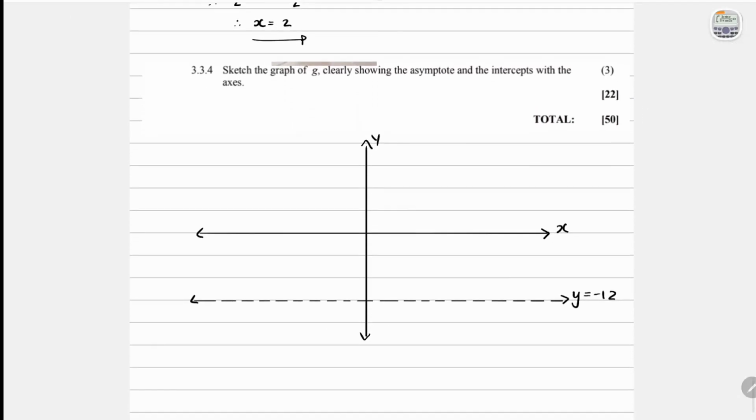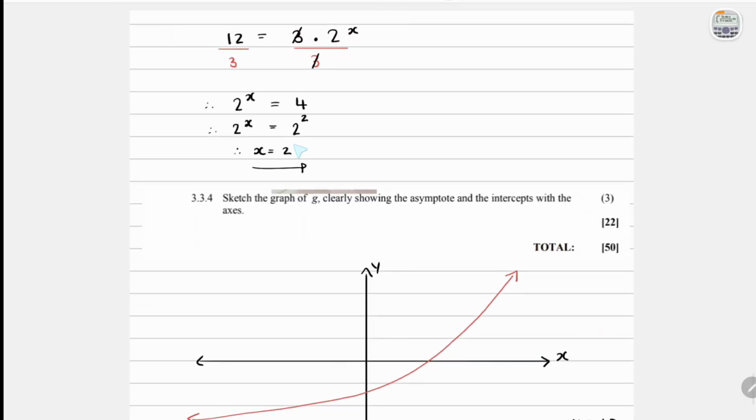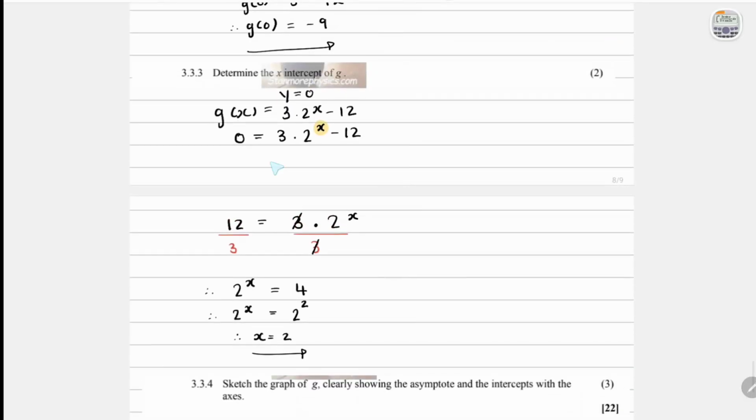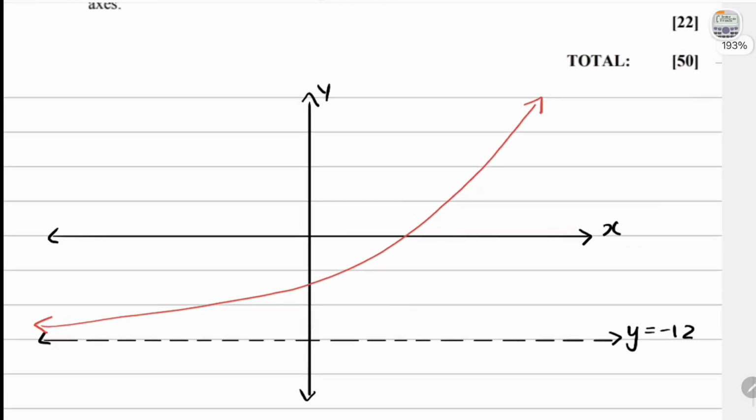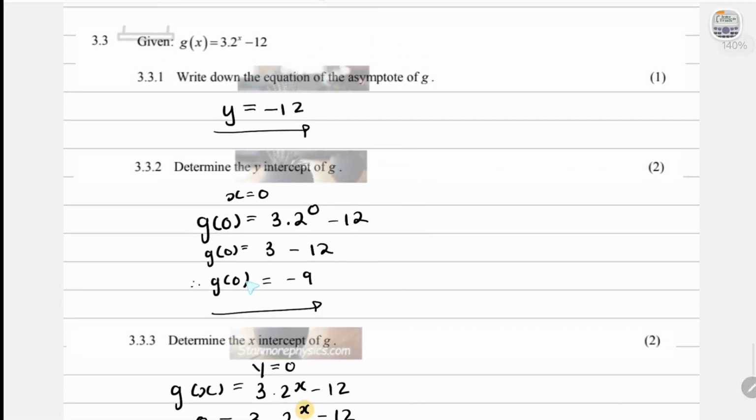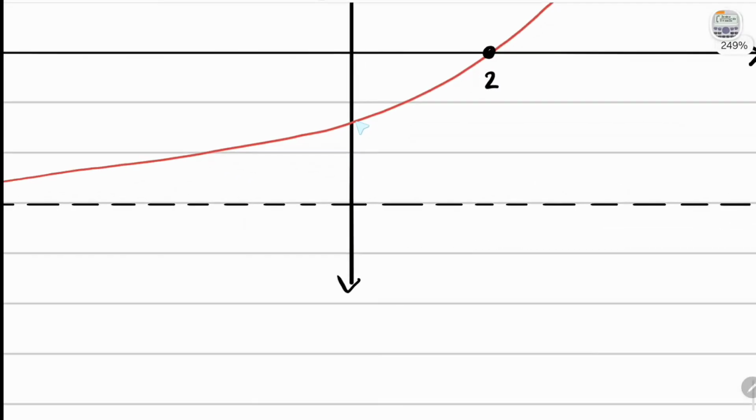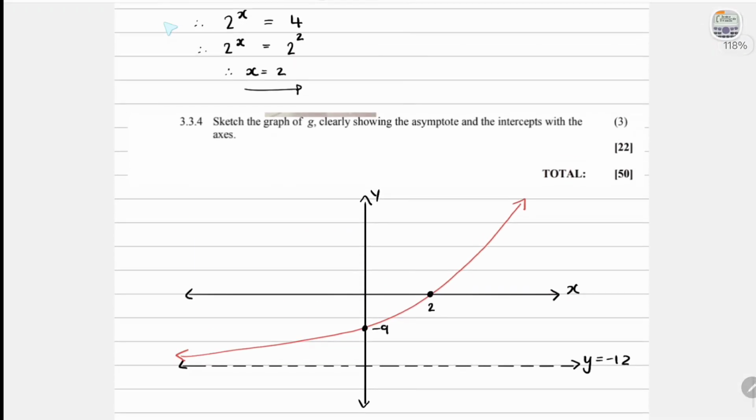We also know what the x and y intercept are. It's not really too important, but we'll draw our graph. It is increasing. And now we can put down the x and the y intercept. So the x-intercept we found was 2 when we substituted 0 in place of y. So that is the x-intercept of 2 over here. And the y-intercept, when you substituted 0 in place of x, was -9. So that is the y-intercept you can put over here as -9, and your graph is complete. Just make sure to label it. It was the graph of G, so label it G.